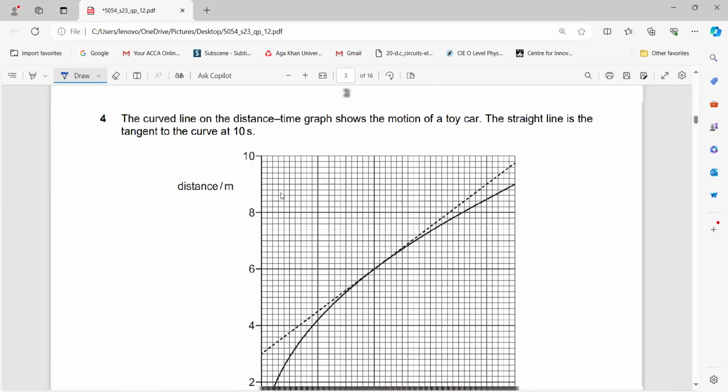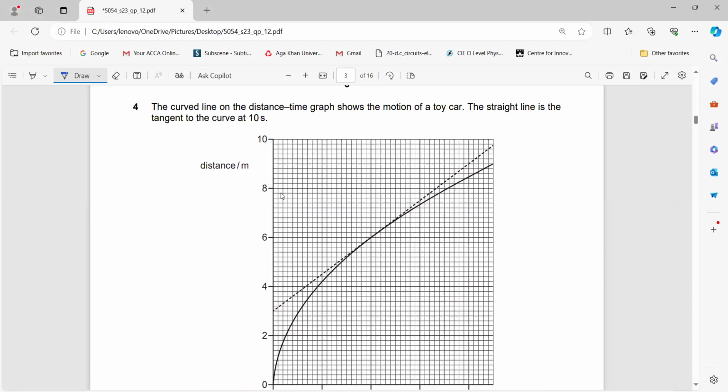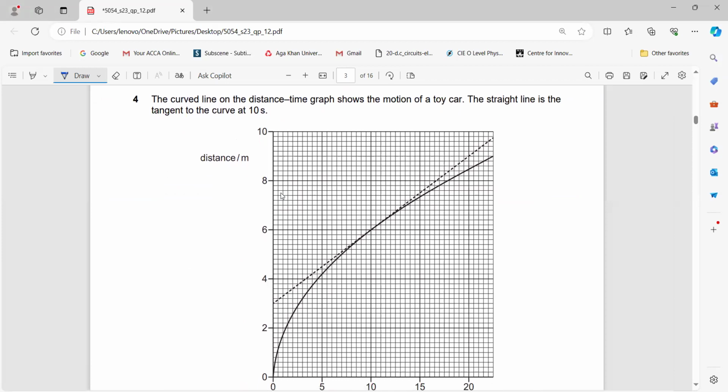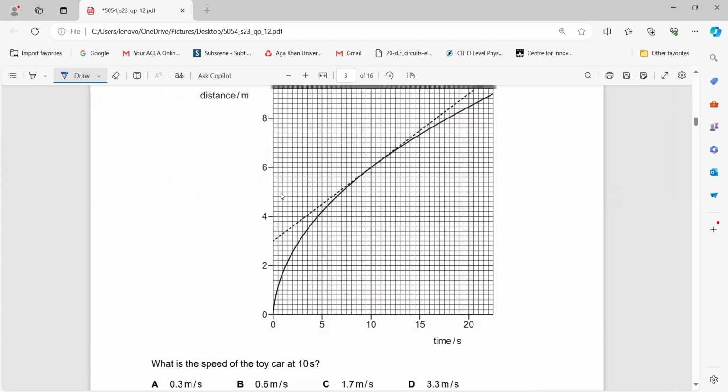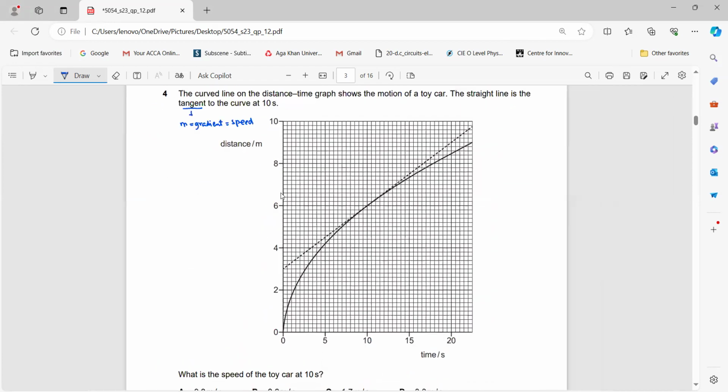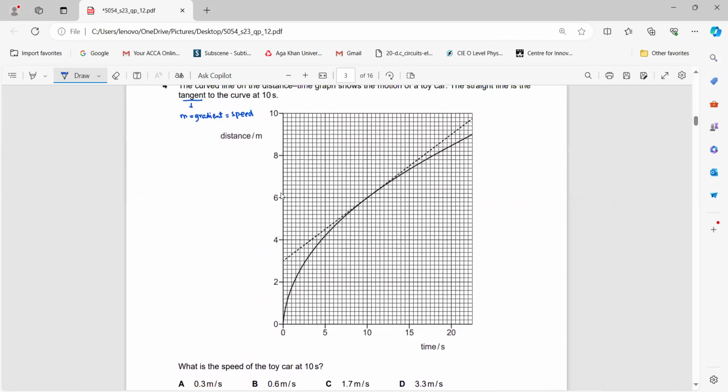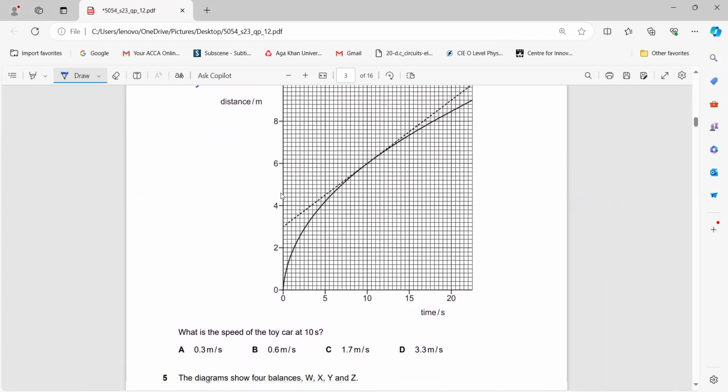Now you see the curved line. The distance-time graph shows the motion of a toy car. The straight line is the tangent to the curve. Tangent to the curve would actually find out the gradient. And the gradient for a distance-time graph is going to be the speed, because on the y-axis you have distance measured in meters and on the x-axis you have time measured in seconds. So gradient is change in y upon change in x, which is distance upon time, which is speed.